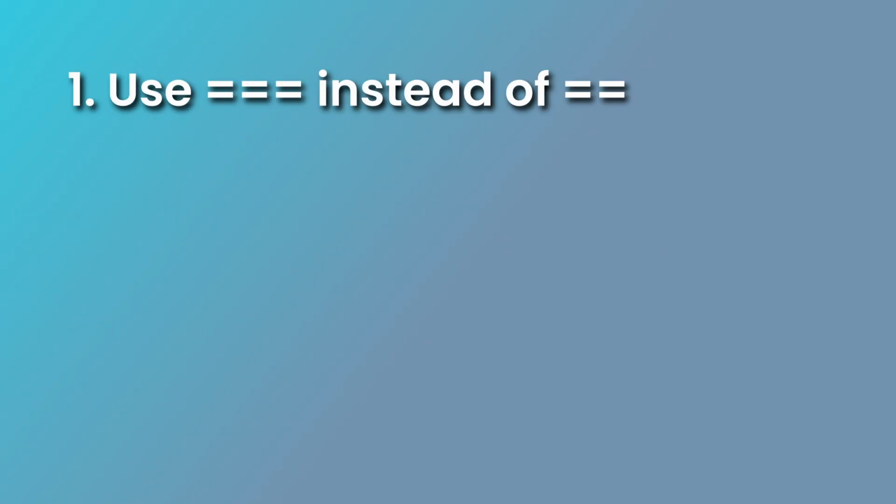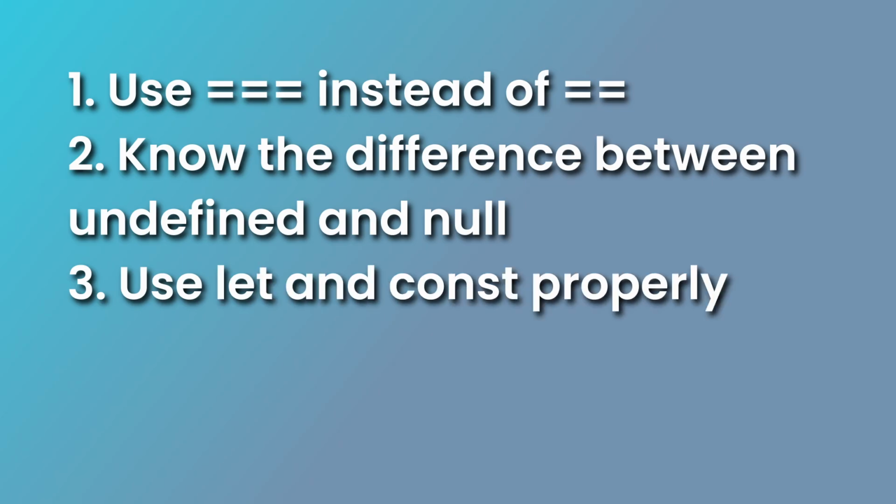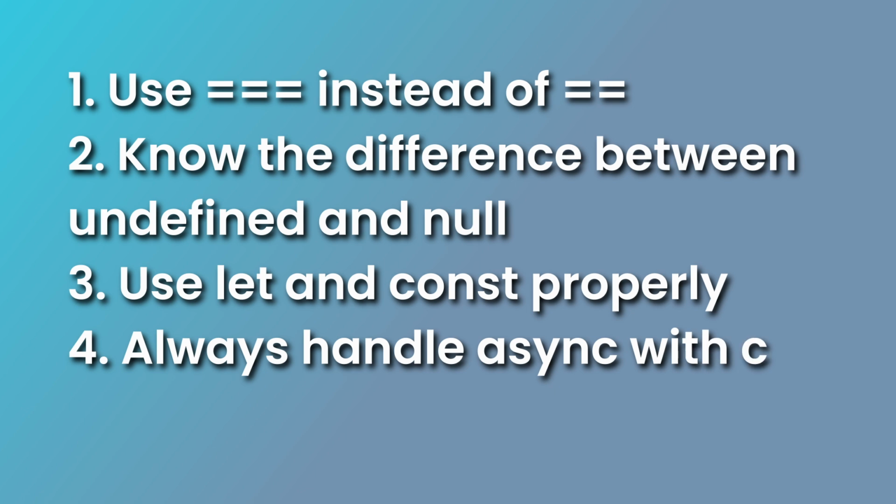Okay, to recap, here are the 5 mistakes to avoid. Use triple equals instead of double equals. Know the difference between undefined and null. Know when to use var, let, or const. More often than not these days, it's let or const. Always, always, always handle your asynchronous calls with care and make sure we are awaiting the result of those calls. And read the stack trace seriously. Avoiding these pitfalls will make your debugging experience much smoother and your code way more reliable.